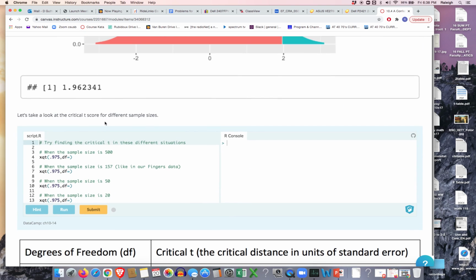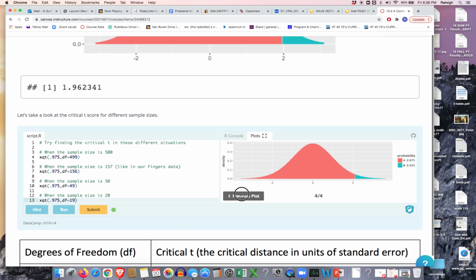Let's take a look at the critical t-score for different sample sizes. This should be interesting. And I would actually go in the other direction. I'd start with 20, then go to 50, then 157, then to 500. They seem to kind of spoil the surprise a little bit early, but let's go ahead and change it up. All we really have to do is find the degrees of freedom. This is n, sample size. We want n minus 1. What is 500 minus 1? Hope you don't need your calculator. And 157 minus 1, 50 minus 1, and 20 minus 1. So that's really all they needed to do. So we can go ahead and run that and see what we get.